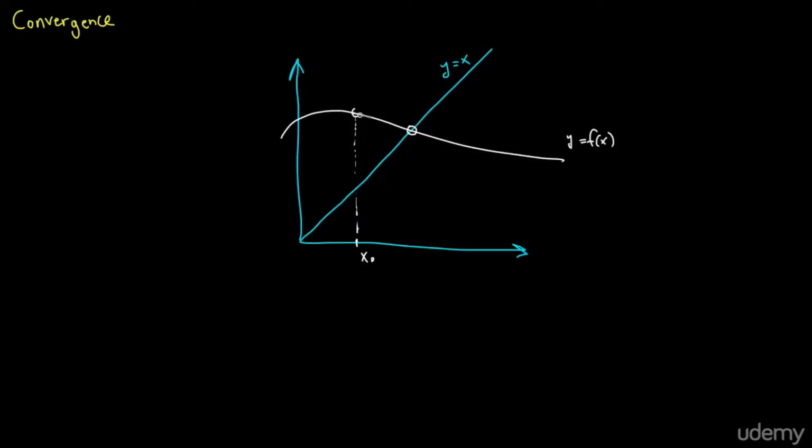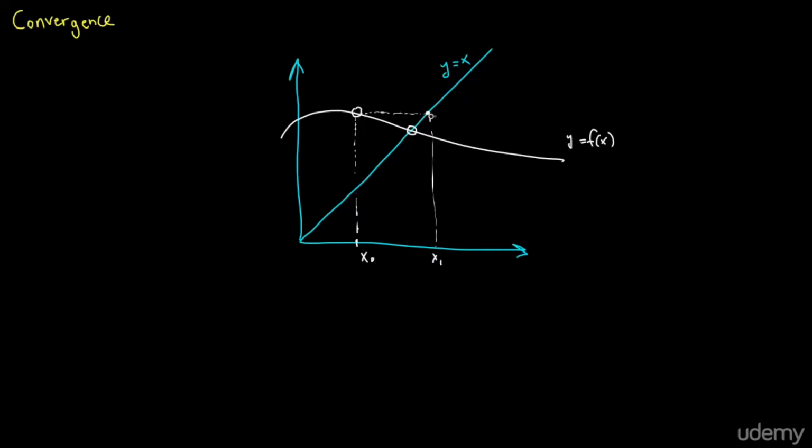We end up here and we see that obviously the x and y coordinates are not the same. The y coordinate is much greater than the x. So we draw a horizontal line from this point towards the line y equals x, and we end up somewhere here. We can call this point x1.